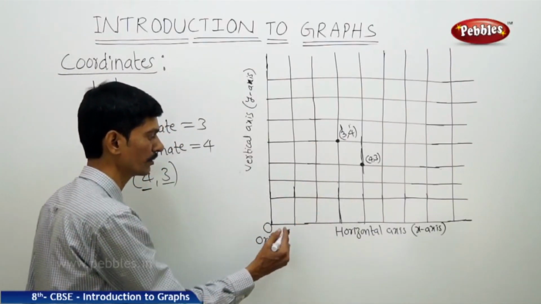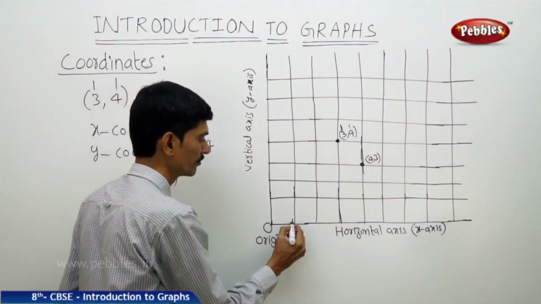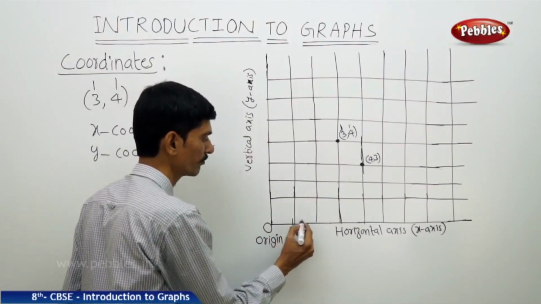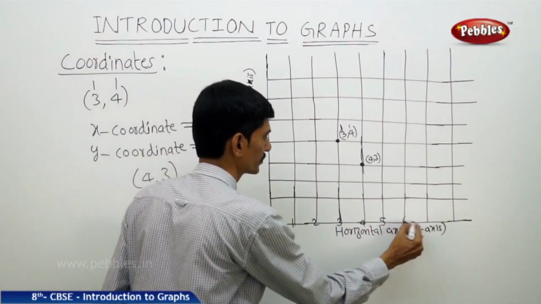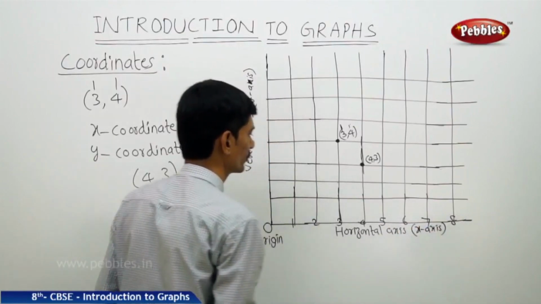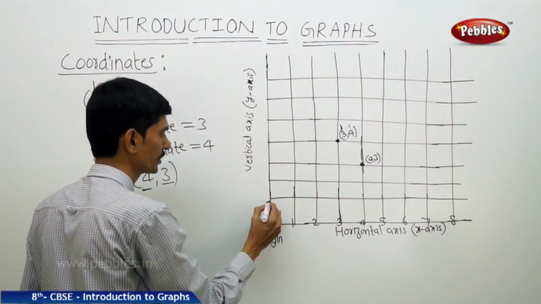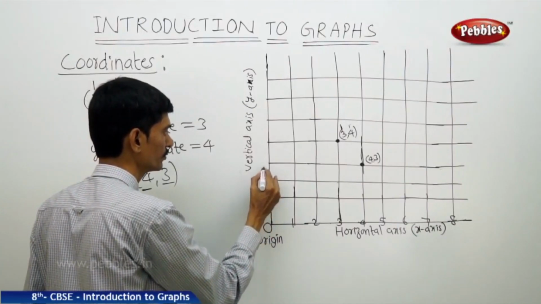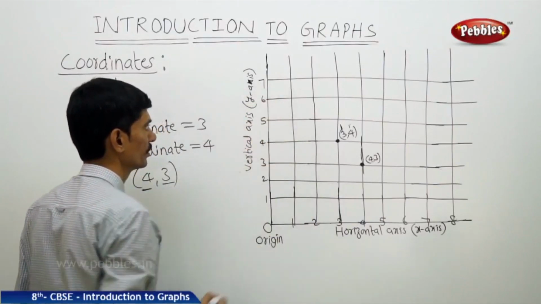Now it is difficult for us to count and move to the right or up. So let us give the numbers on both the axes. Here for each 1 unit you give the number 1, 2, 3, 4, 5, 6, 7, 8 and so on. And even on the y axis, on the vertical axis, we give the numbers 1, 2, 3, 4, 5, 6, 7.